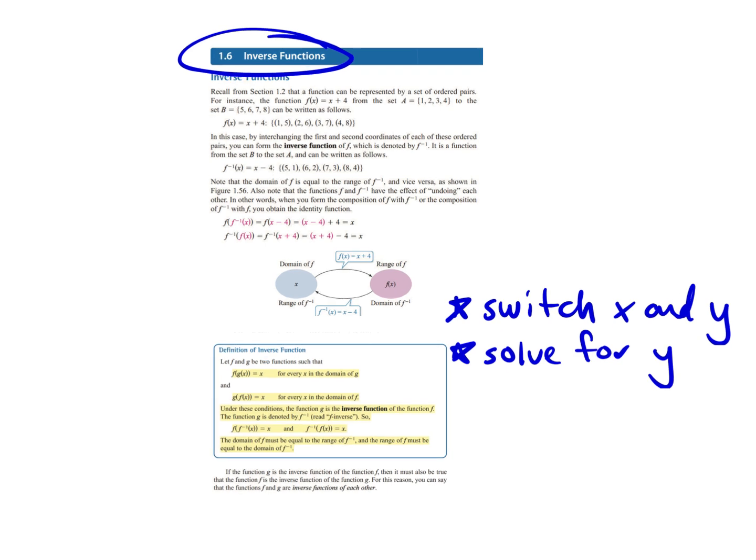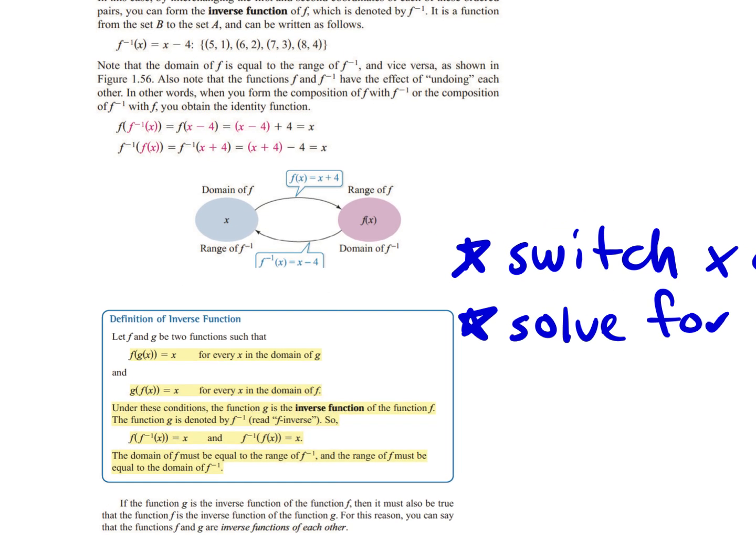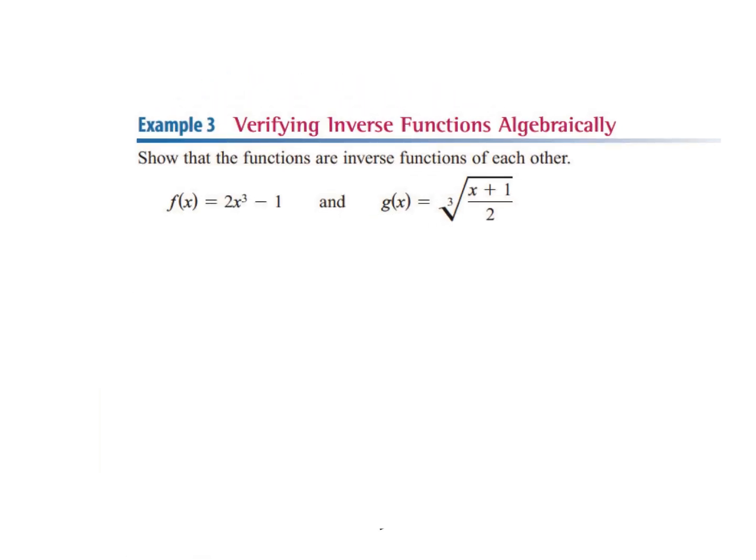So here it talks about how the domain, which is our x values, then turns into the range in our inverse function, and then the range turns into the domain in our inverse function. So the x's become y's, the y's become x's. So everything just switches. So we're going to look at example 3 here.